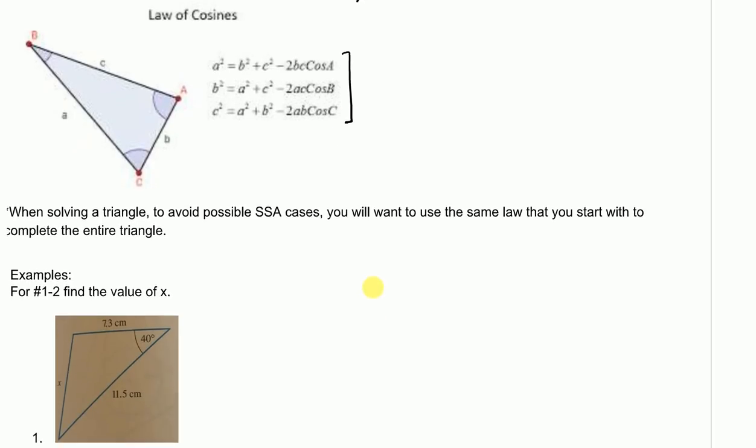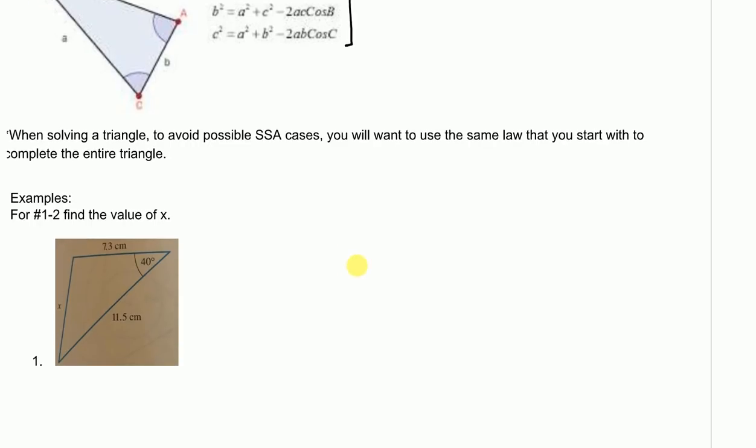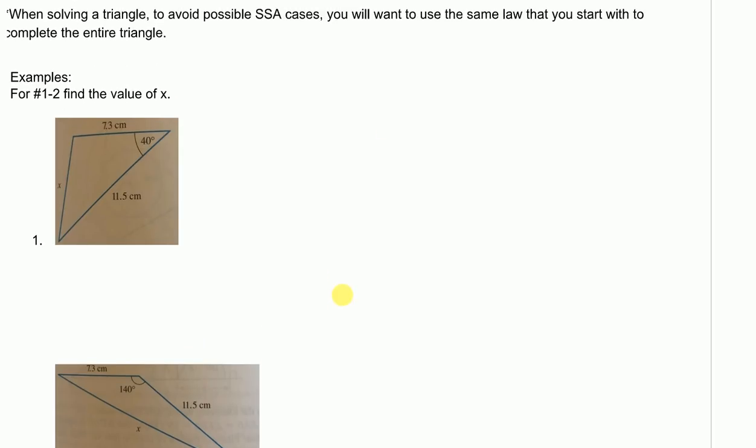So when we are solving these triangles, in order to avoid possible side-side angle cases, you're going to want to use the same law that you start with to complete the entire triangle. So in a problem where you start with law of cosines, you're going to want to work through the whole problem using law of cosines. In a problem where you start using law of sines, you're going to want to work through the whole problem using law of sines. So let's just go ahead and get started.